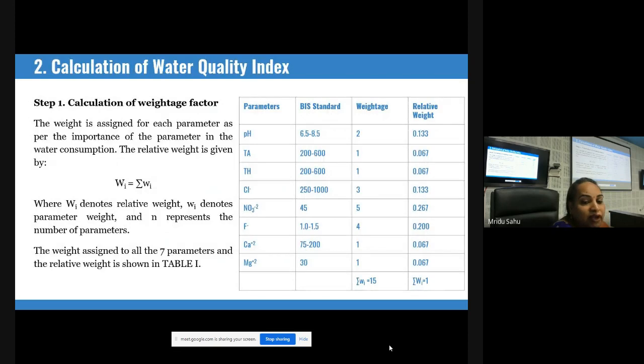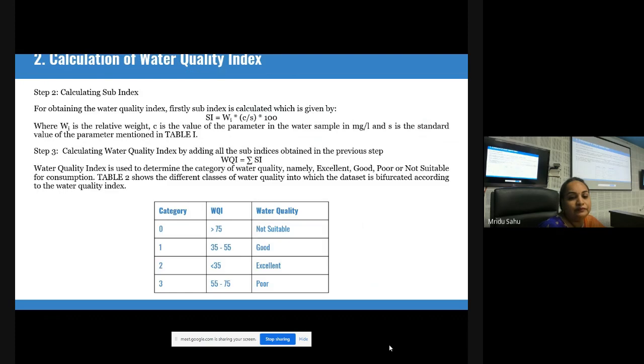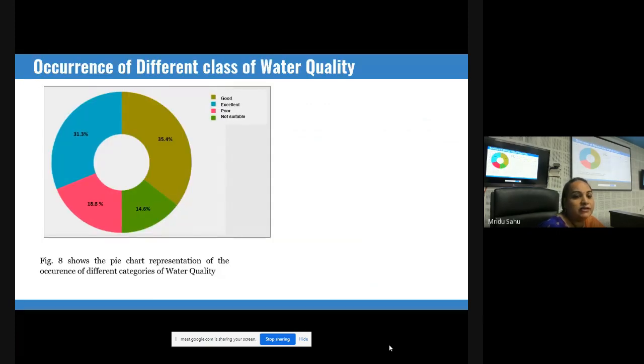So, calculation of the weight factors. This water quality index is not derived on our own. The water quality index is also a standard one derived by scientists for identifying the quality value. But we have to find out the range where we can say this is good or not. So the weight is assigned for each parameter. Here, the index, the occurrence of different classes of the water, you can see easily.